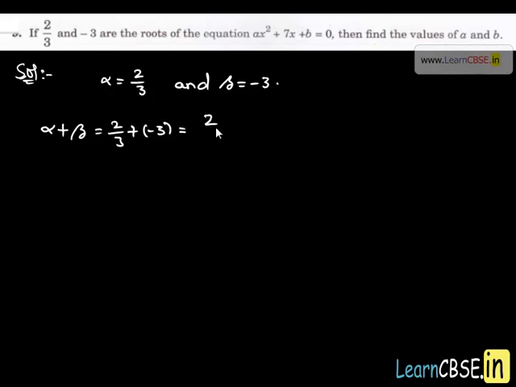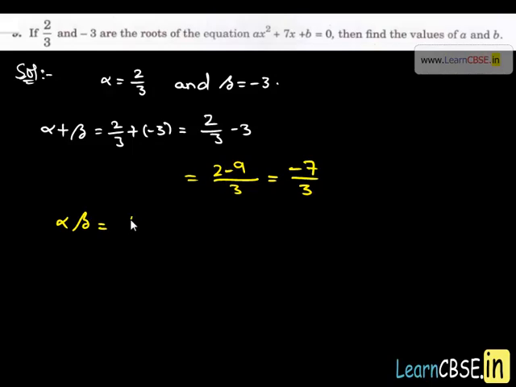Let us do that. In this question, we are given two roots, that is alpha is equal to 2 upon 3 and beta is equal to -3. Let us find their sum. We have alpha plus beta is equal to 2 upon 3 plus of -3, which is 2 upon 3 minus 3. Here the LCM is 3, and the numerator has 2. For the other term, we multiply the numerator 3 with 3 in order to get the denominator as 3, which is 9. 2 minus 9 is -7 upon 3.